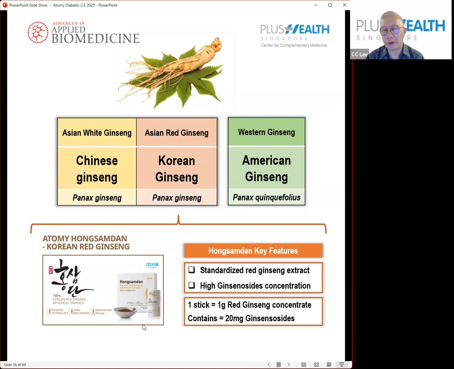the Homsandan is actually a medicinal product in Singapore, HSA registered as a CPM product, right? It is a standardized red ginseng extract. Again, it is a standardized extract that has high concentration. One stick is equal to 1 gram of red ginseng concentrate, which contains 20 milligrams of ginsenoside, right? So that means in one stick you will have 20 milligrams of ginsenoside, which is the key active ingredient of ginseng itself.